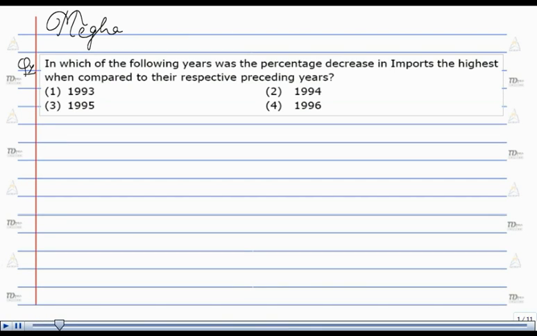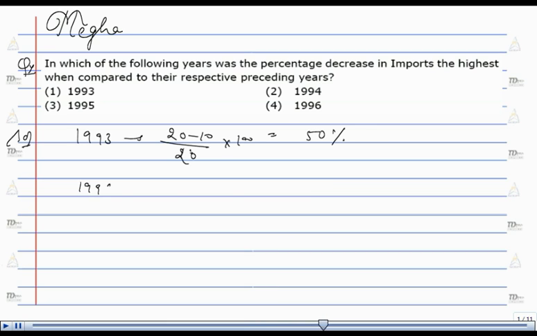The question is, in which of the following years was the percentage decrease in imports the highest when compared to their respective preceding years? Now, as we have already discussed the directions for this question in the above one, so let's have the solution. In 1993, the percentage decrease in imports is given by 20 minus 10 divided by 20 into 100, that is equal to 50%. And in 1996, this decrease is given by 20 minus 12.5 divided by 20 into 100, which is equal to 37.5%. So, we get our answer as option number 1, that is 1993.